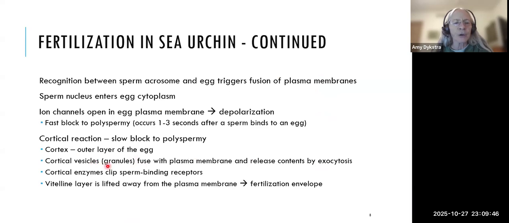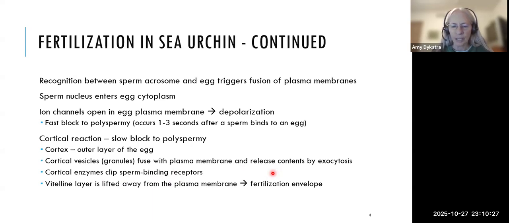These vesicles are going to be stimulated to fuse with the plasma membrane and release their contents outside of the cell by exocytosis. Some of the contents of the cortical granules are enzymes, and these enzymes are going to digest through the sperm binding receptors, and they're just going to cut off these sperm binding receptors.